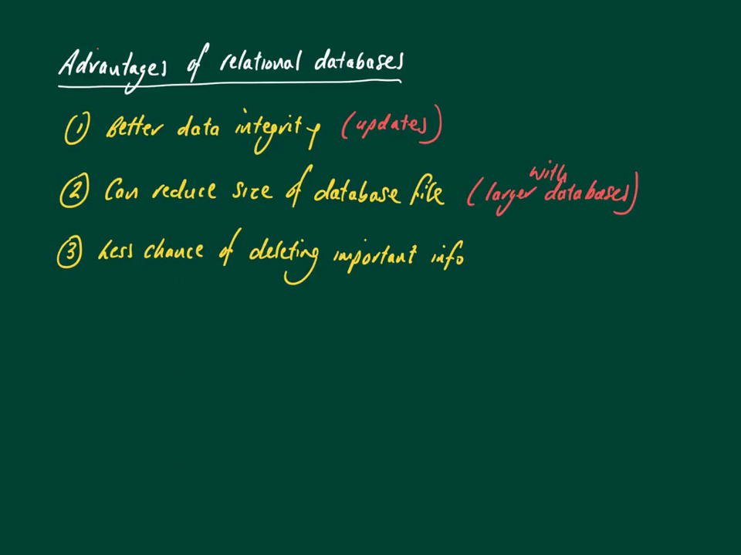A third advantage is that you've got much less chance of deleting important information. So for example, if Bob the vet left the practice and you deleted his details from the database, you wouldn't also be deleting all of the owners that Bob worked with and the pets that Bob checked, because they're all separate tables that are linked by key fields. So you're not going to delete data, but you will delete the sort of linking field between the information.